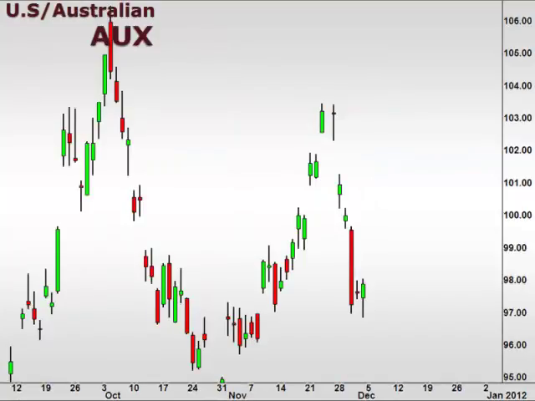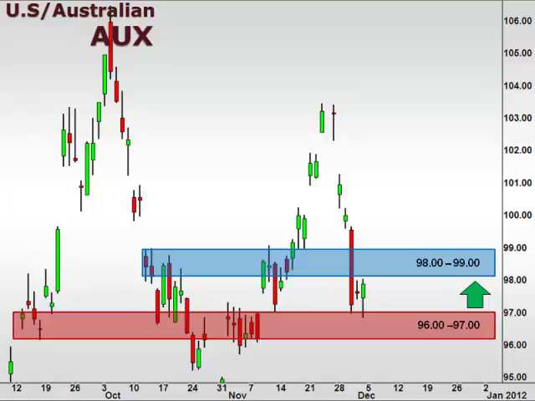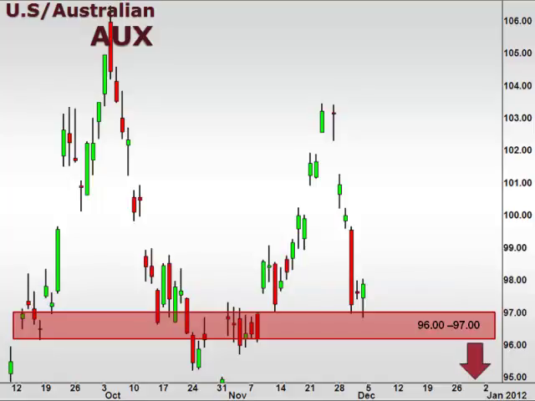Let's take a look at the US dollar versus the Australian dollar as seen here in the ISE FX Options pair value AUX. Well, the AUX lost considerable ground last week, testing 97 for support. Now, a bounce here could retrace as high as 98.99 this week. Failure to hold the 96-97 support zone opens the window for a much deeper sell-off.